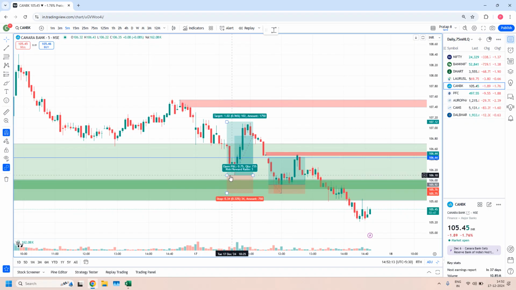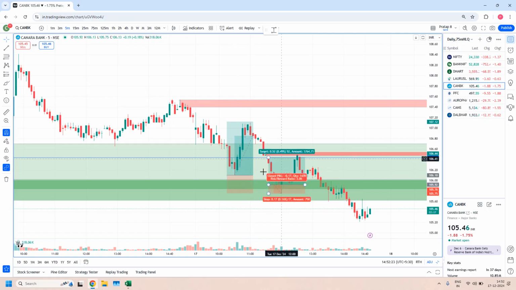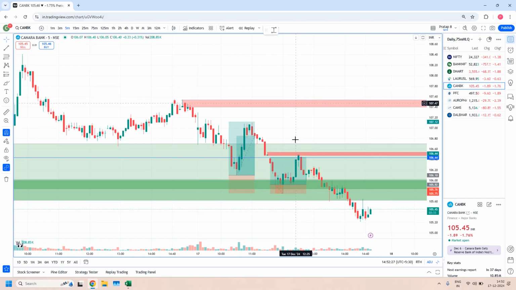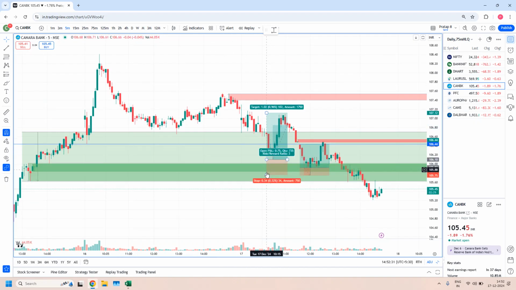So this is 0.1%. 0.1% means 0.0001 times. We are getting around 10 paisa entry buffer. I added that entry buffer.